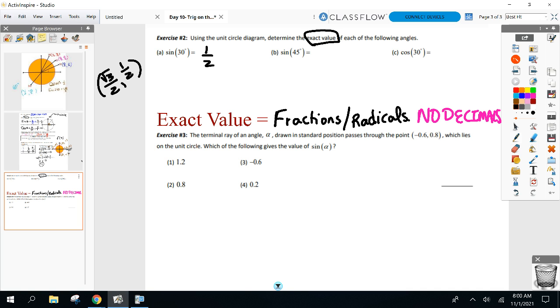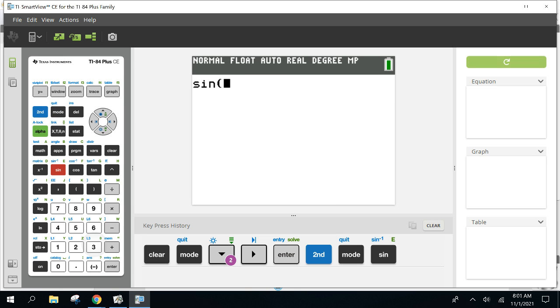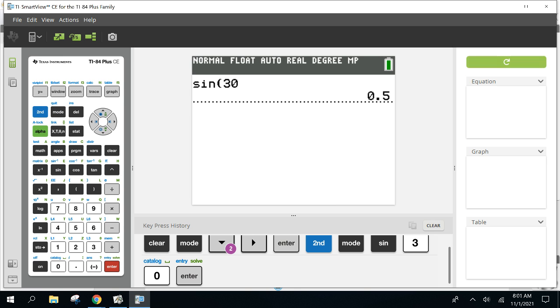And look, it's about a 2-second check. Go to your calculator. Do sine of 30. Go ahead, hurry up. Let's go. I'll do it with you. You can do a quick check. Sine of 30 is 0.5. Quick check right there. Done. I did it correctly.